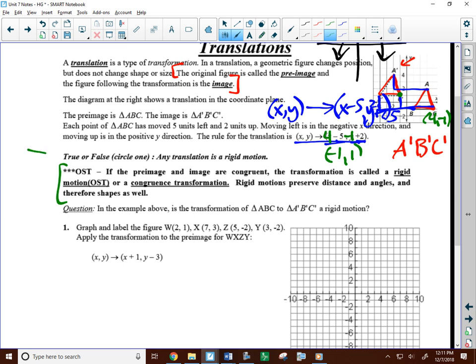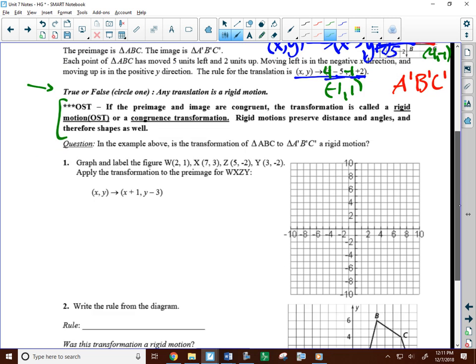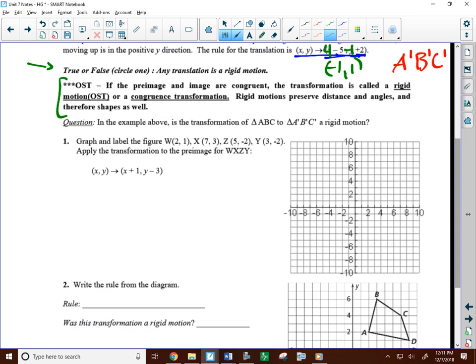Now, I'm going to come back to this true or false in a second. I had these backwards. So it is important, they want you to know this. If the pre-image and image of any transformation are congruent, the transformation is called a rigid motion. I've also seen it sometimes classified as a congruence transformation. I think rigid motion is the one they're going to say more. I think this one's actually probably a little better because it says it in the word: congruence transformation. It's transforming something and it will be congruent. But they like using this word.